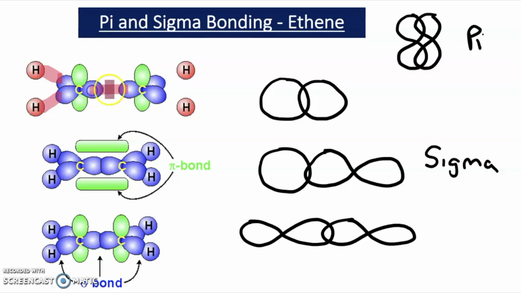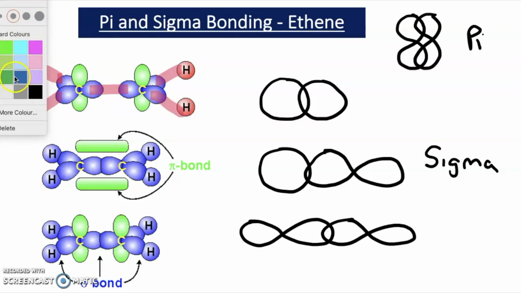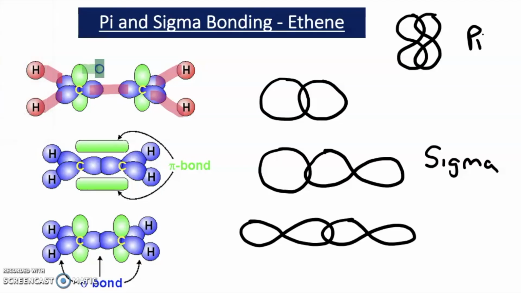And you can see this type of overlap is a sigma overlap, and therefore the bonds that I've highlighted here are all sigma bonds. There are 4 CH sigma bonds and a CC sigma bond. So each carbon has 4 electrons in its outer shell, and 3 of these electrons are used in sigma bonding. One of the electrons is used in a sigma bond to another carbon, and the other 2 electrons are used in sigma bonding to hydrogens.